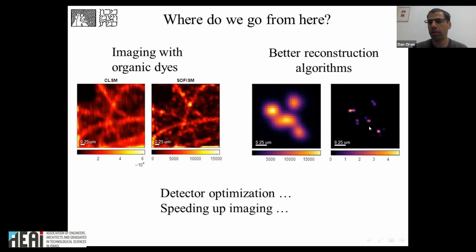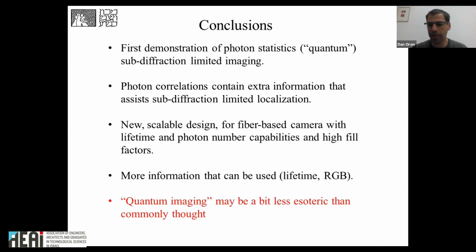So the resolution here is give or take lambda over 8, which is, yeah, it's not bad. So with that, this is my summary.